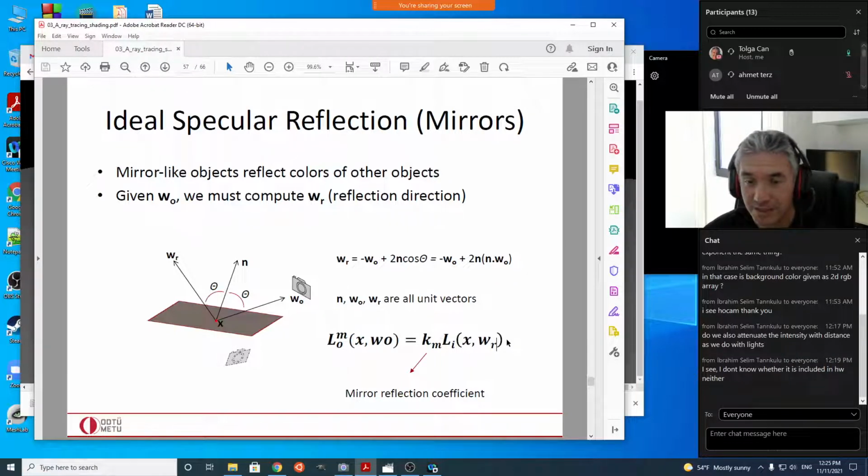So you should implement this the default way, which is simpler and less time consuming in terms of computation, but you may try the other way to see how realistic your reflections are going to look. But right now we just apply this simple formula, and this is how you should do it in the assignment.